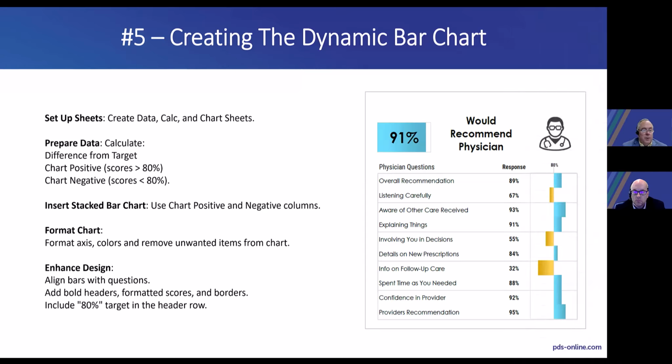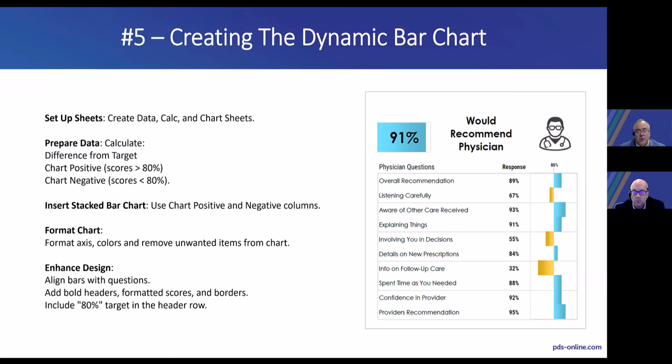So just to summarize, we're going to prepare the data. We're going to set where our benchmark is going to be. In this case, we used 80% threshold for good performance and below 80% for not so good performance. We're going to then insert that stacked bar chart using both positive and negative columns. We're going to then format the chart axes, remove all the unwanted items from the chart, and then integrate that back in with the data and just align everything so it's clear and easy to communicate.